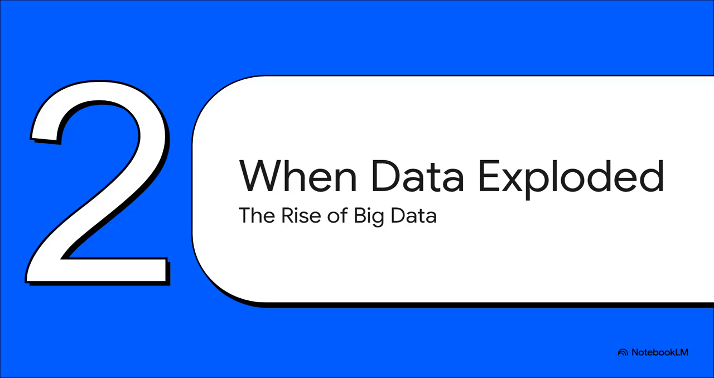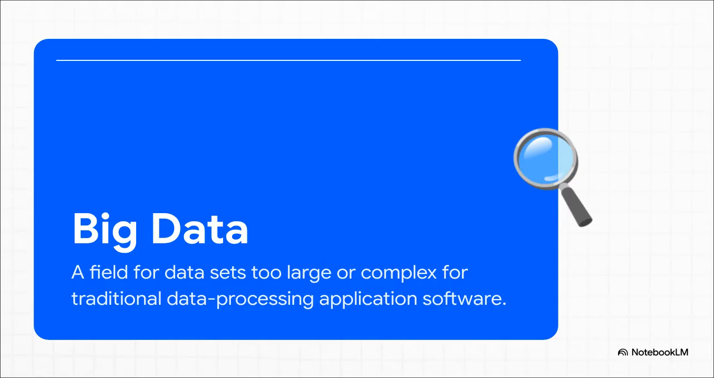But then, the world changed. The internet, social media, smartphones. Suddenly, that calm, structured world of the database was completely overwhelmed. This is the moment data exploded, and a whole new field was born just to deal with the chaos: big data. So what is big data? At its core, it's a field dedicated to handling data that is just too big, too fast, or too complex for the old-school databases to handle. The old tools just broke under the strain. So big data is all about building new tools to capture, store, and analyze this crazy new kind of information.